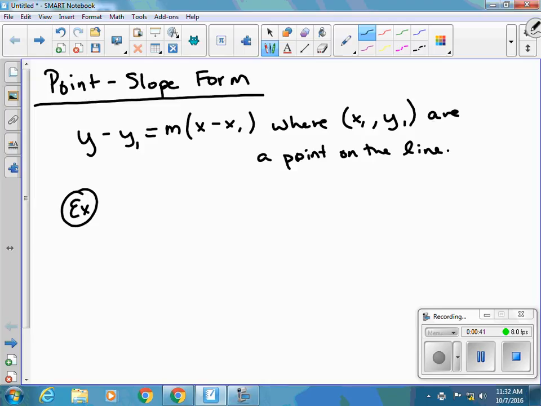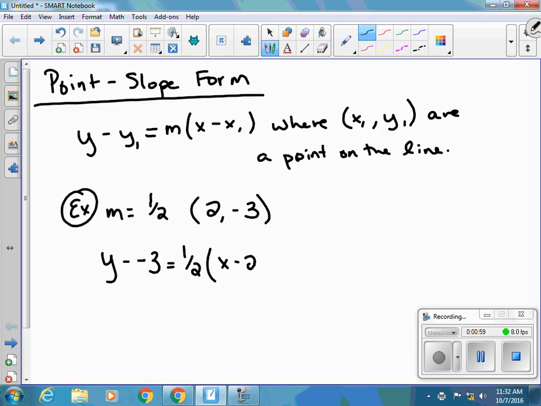So for example, if you are given the slope as 1/2 and you have a point at, say, (2, -3), you can write this in point-slope form, in which you have y minus -3 equals 1/2 times x minus 2. So I'm just going to simplify this to y plus 3 equals 1/2 times x minus 2.